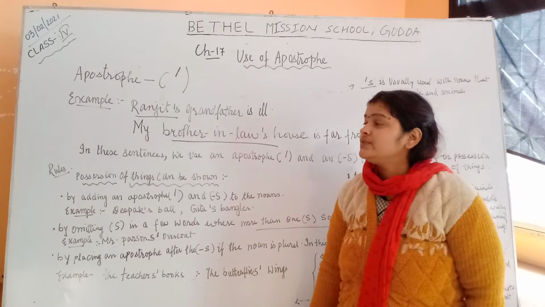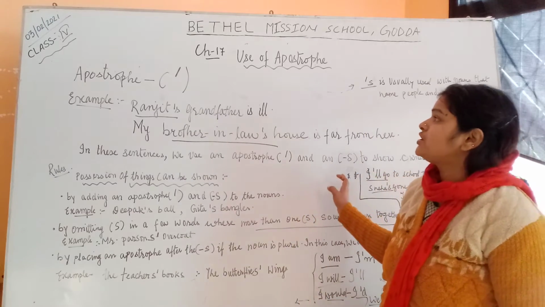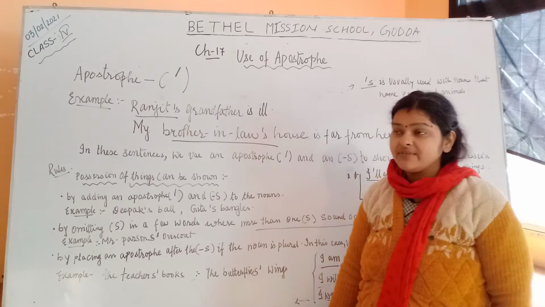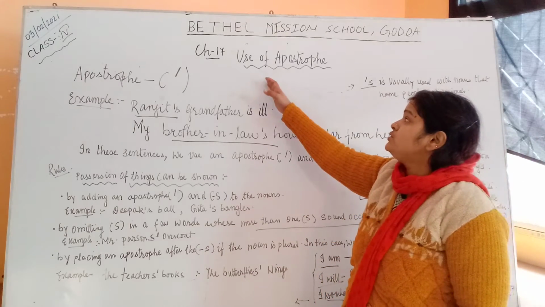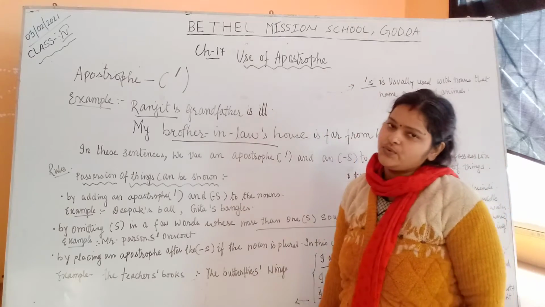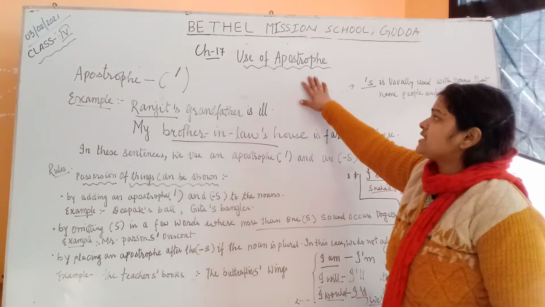Today I would like to give you an explanation about a new chapter, which is chapter number 17 of your grammar book. It is the use of apostrophe, for class 4. Okay. So children, what is apostrophe?